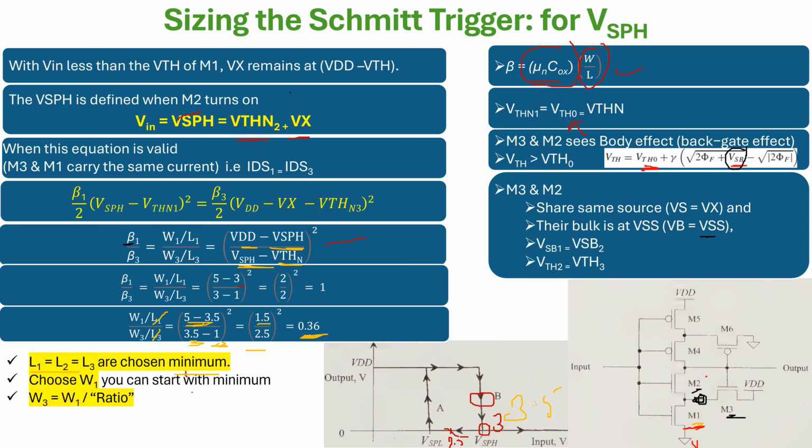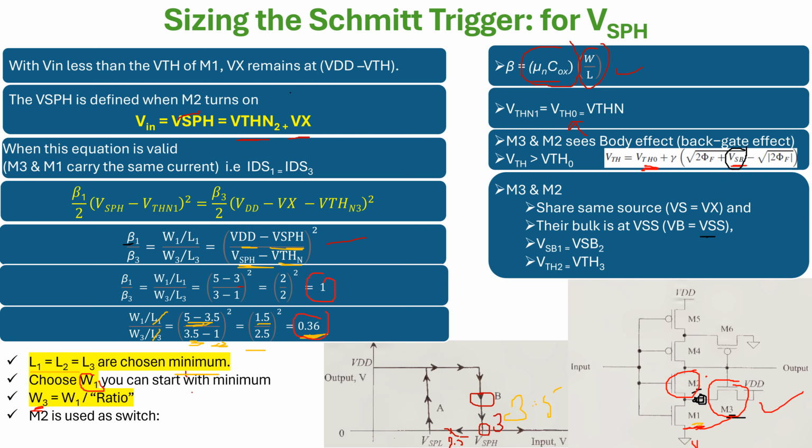So now we got W1. We simply calculate W3, this device. How do you calculate W3? It is nothing but W1 by this ratio. Now we got W3. What is remaining is M2. M1 we got, M3 we got, we have to get M2 now.